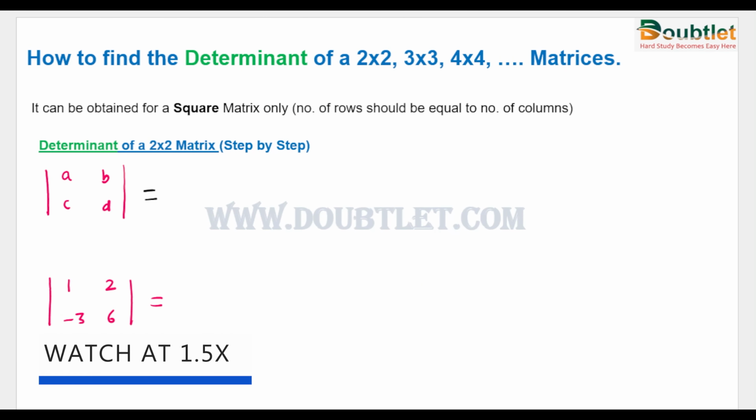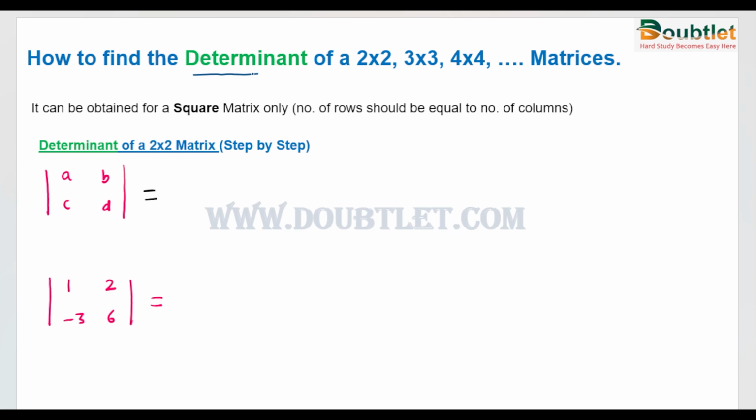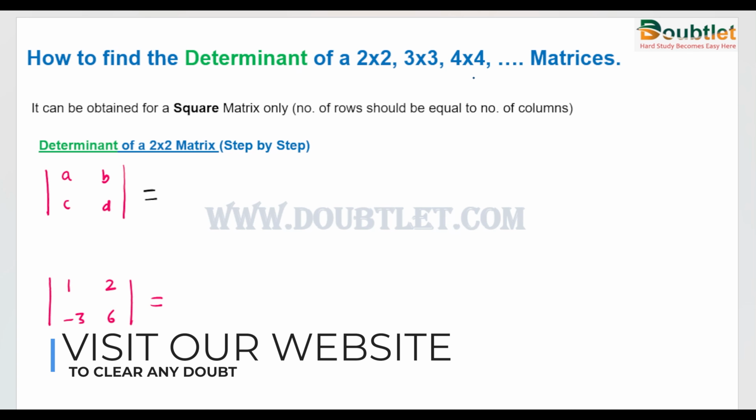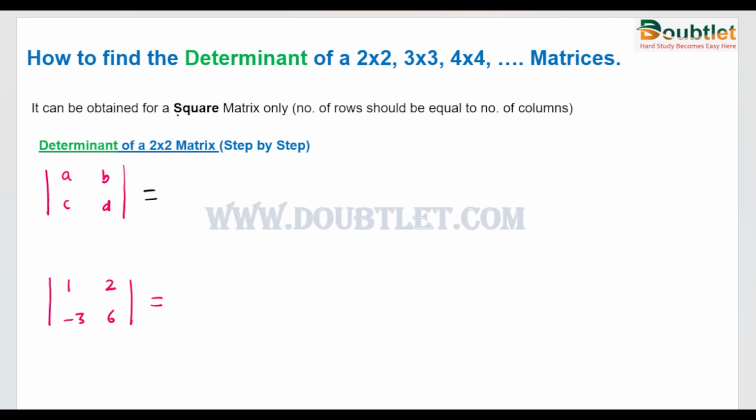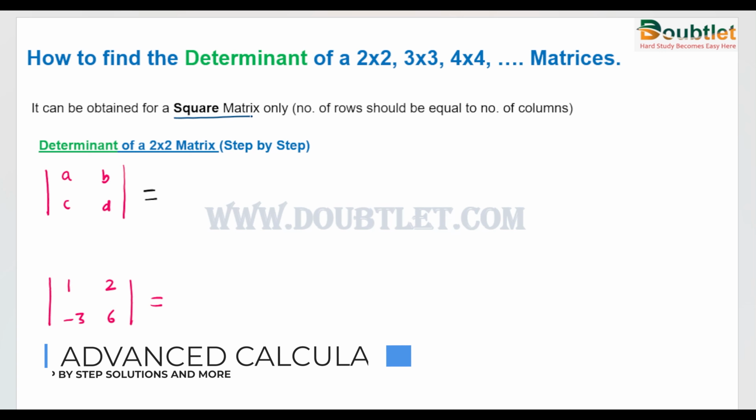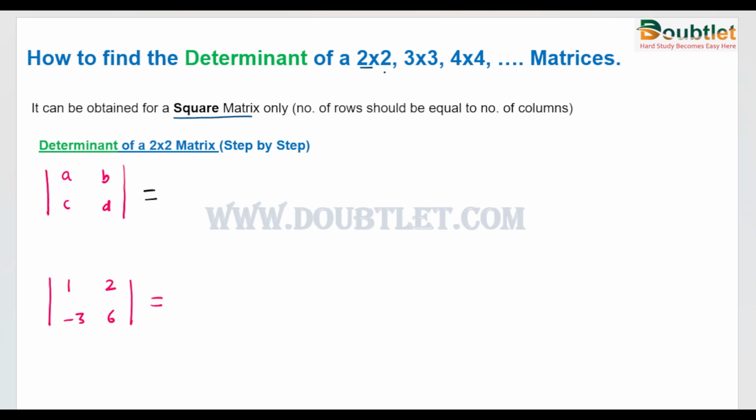In this video, we will learn how to find the determinant of a 2 cross 2 matrix. It may be 3 cross 3 or 4 cross 4. Basically, we have to remember that the determinant of a matrix can be obtained only if it is a square matrix, meaning the number of rows should be equal to the number of columns. The size can vary from 2 to 10 or more, but in general we will use 2 cross 2, 3 cross 3 and 4 cross 4 matrices.